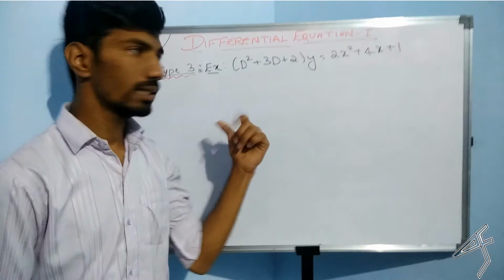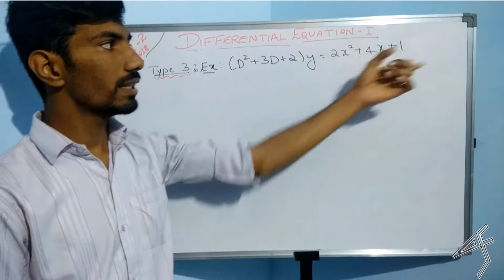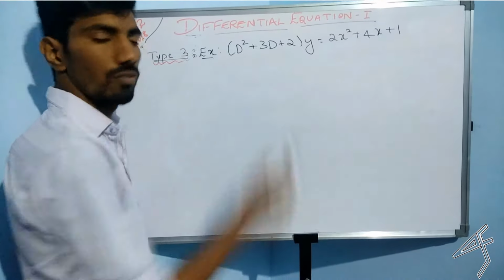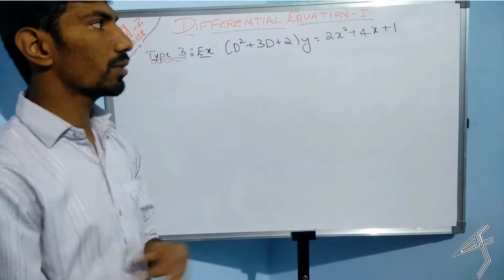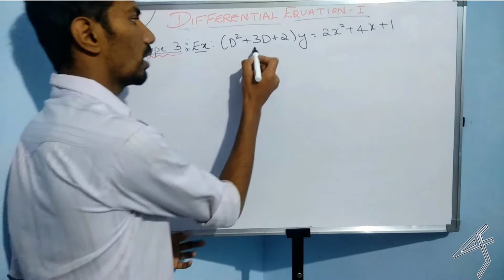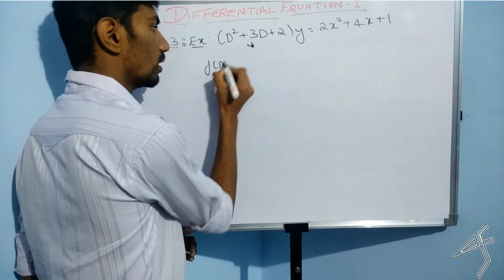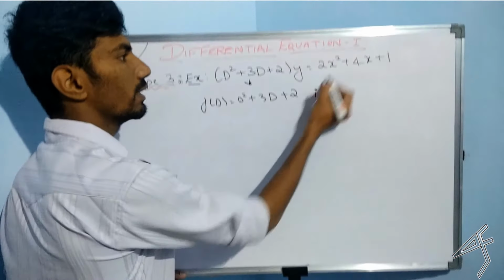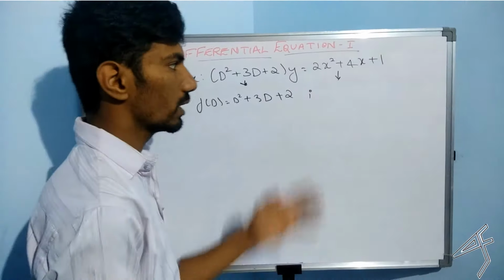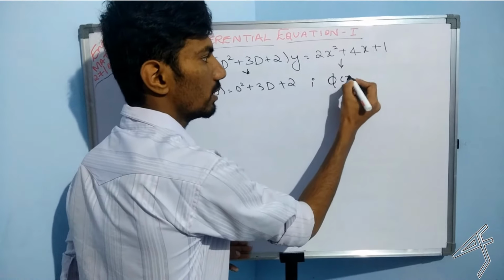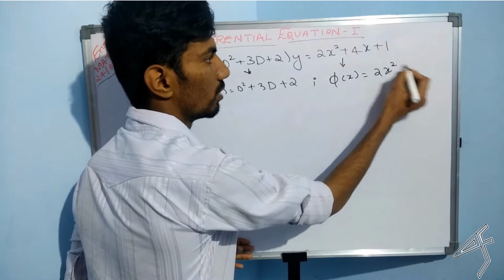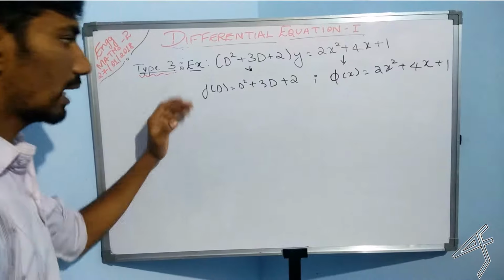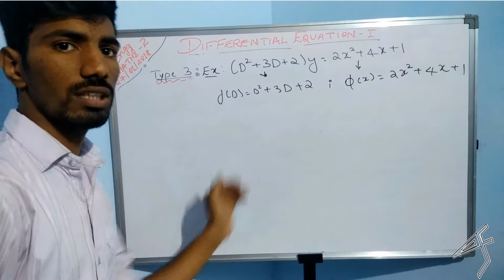Example based on type 3. When you see the question, this is a non-homogeneous equation and the right-hand side is a polynomial. When it is a polynomial, what will we do? First we'll find the complementary function as well as the particular integral for this polynomial. Now this is our y, this is f of d, a function of d, that is d square plus 3d plus 2, and this is our phi of x, that is 2x square plus 4x plus 1, correct? Now first we will calculate yc, then yp, that is complementary function, then particular integral.